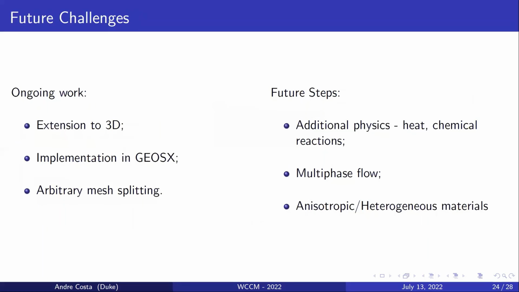But there is still much work to be done. Currently, we are trying to implement it with arbitrary meshes in 3D within the high-performance geomechanics code GEOS developed at the Lawrence Livermore National Lab. Currently, we only have it working with 2D uniform meshes. In the future, we also plan to extend this framework to couple additional physics, multi-phase flow, and heterogeneous materials in order to simulate realistic hydraulic fracture problems which involve all of these.